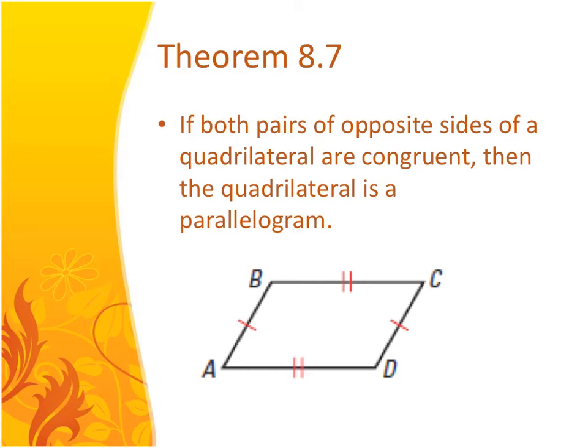What's important is what it says. If both pairs of opposite sides of a quadrilateral are congruent, then the quadrilateral is a parallelogram. So yesterday we said if it's a parallelogram, both pairs of opposite sides are congruent. Now we're saying the reverse, or the converse, of that. If both pairs of opposite sides are congruent, then the quadrilateral is a parallelogram.